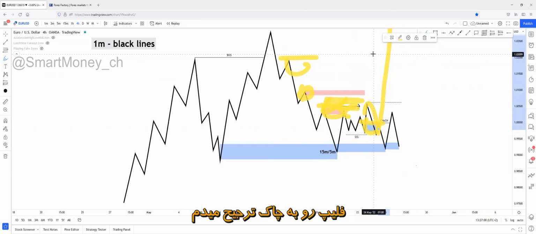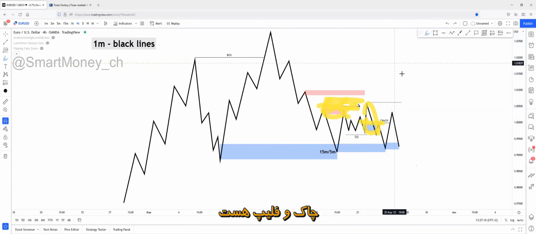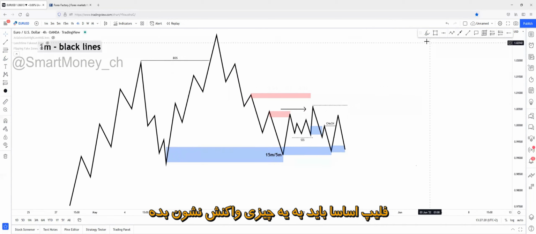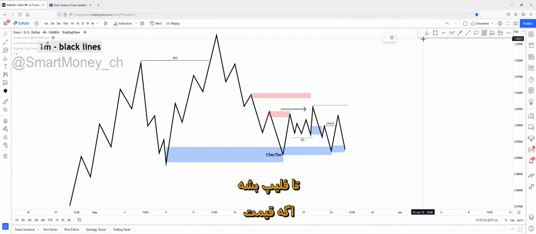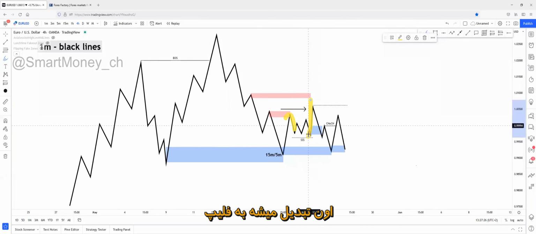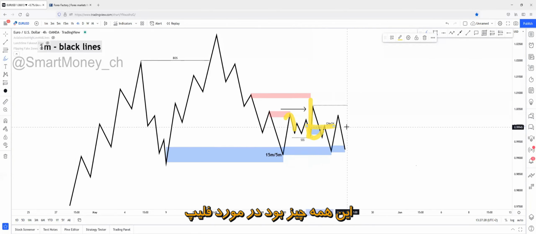That's why I prefer flips over change of characters, but both of the entry types are good. Both of the entry types I use, and basically that's all about change of characters and flips. There's nothing strange or hard about these flips. Basically, a flip has to react on something to become a flip. If price reacts on something and breaks above that something, there will be a flip zone. That's all about the flips. That's all about the change of characters. There's nothing more to overcomplicate about these things.